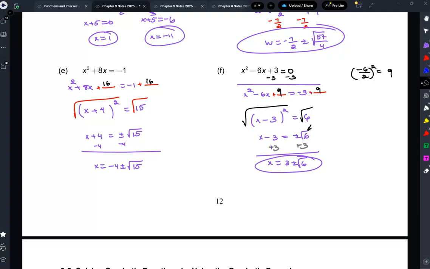Isn't the 9 negative though? No, because negative 6 over 2 is negative 3. And then whenever you square anything, you get positive. Listen, in completing the square, this number, the plus, it's always going to be plus. Because it's a square.